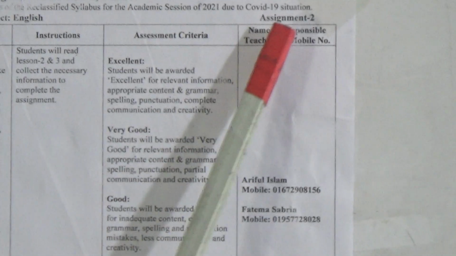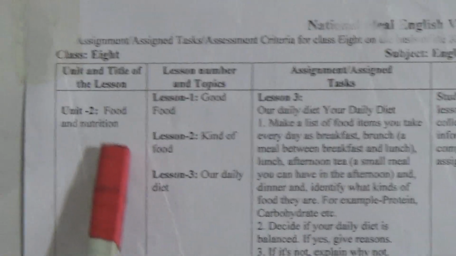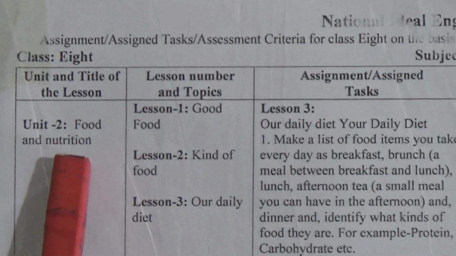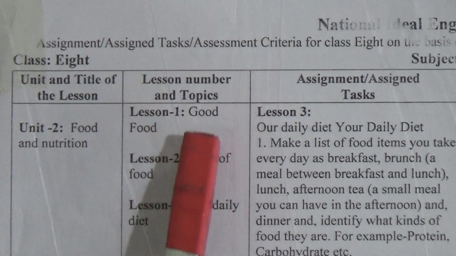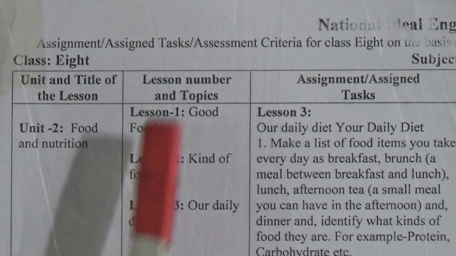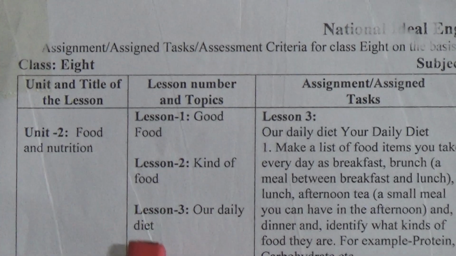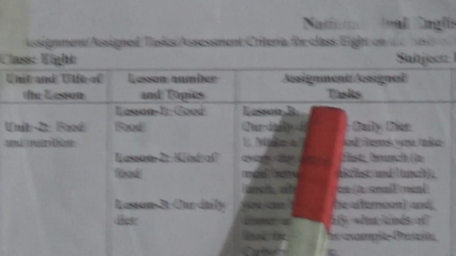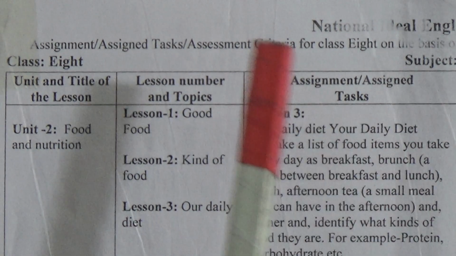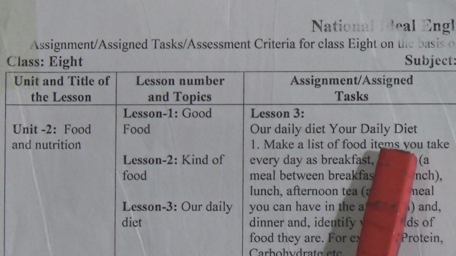Students, look, this is English assignment number 2. You have to answer from Unit 2, Food and Nutrition, and for your assignment you can take help from Lessons 1, 2 and 3. Lesson 1, good food. Lesson 2, kinds of food. Lesson 3, our daily diet. Now, assignment or assigned task. Lesson 3, our daily diet, your daily diet.